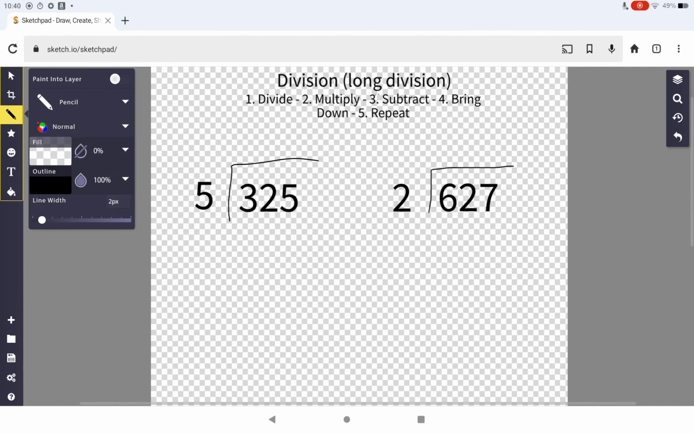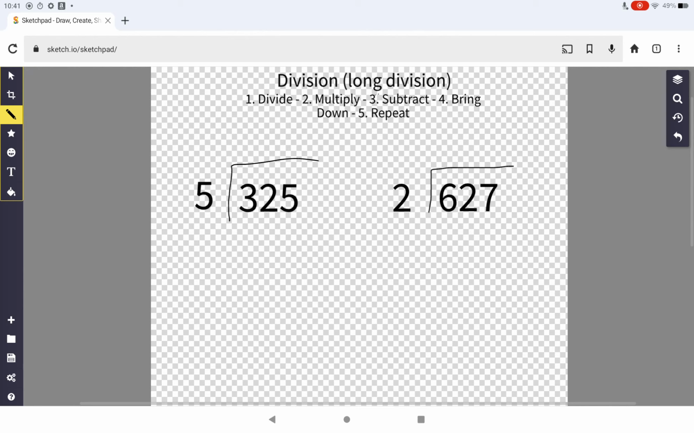So we have 325 divided by 5. What we have to do is start at the furthest place to the left. We have 5 steps: divide, multiply, subtract, bring down, repeat. We can't do 3 divided by 5, or I mean, you can, but it'll be a decimal. So we have to do 32 divided by 5.